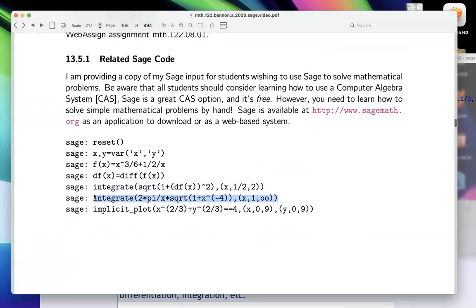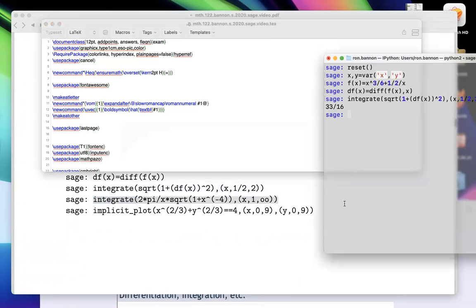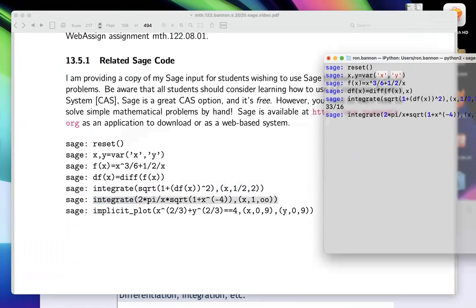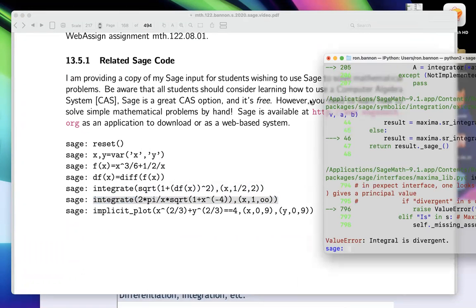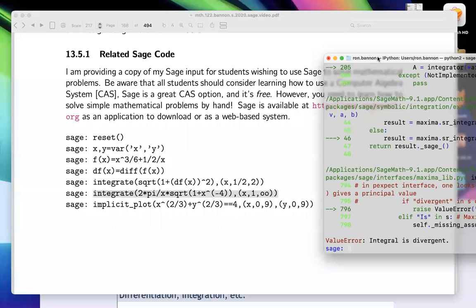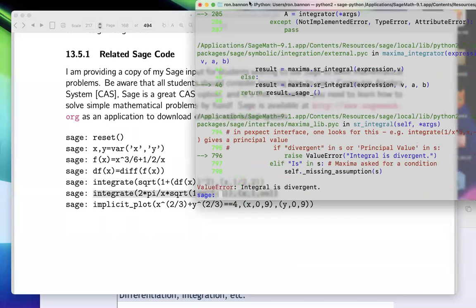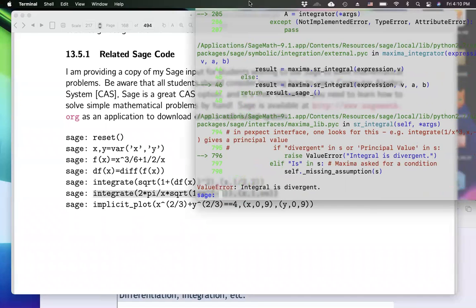I'll copy it, but we'll discuss this with you. Sorry about that. Let me hide that. Oh, something went wrong there. I'll go back to it later. Ooh, divergent. I wasn't expecting it. All right, was not expecting it.